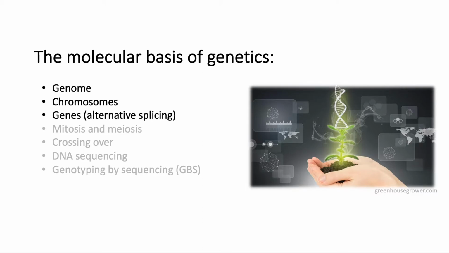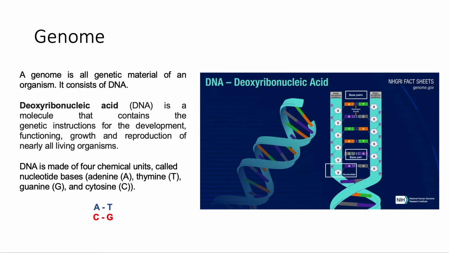So first, we're going to talk about the genome, the chromosomes, and the genes. So the genome is basically all the genetic material of an organism, and the genome consists of the DNA. So the DNA is the molecule that contains all the genetic instructions in living organisms, and basically controls the function of development, growth, and reproduction.